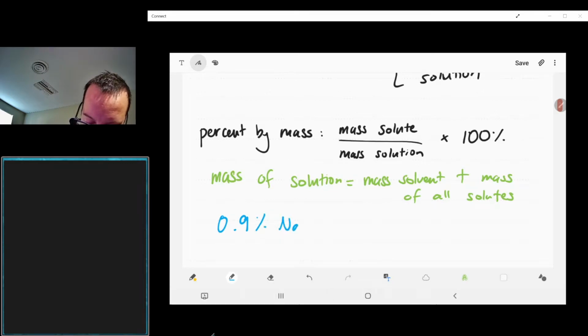So very commonly in healthcare, you'll see 0.9% sodium chloride, right? And that's normal saline. And so this is roughly the concentration of sodium and chloride ions that would be present in your blood plasma or your tissues, or rather the interstitial fluid around those tissues.